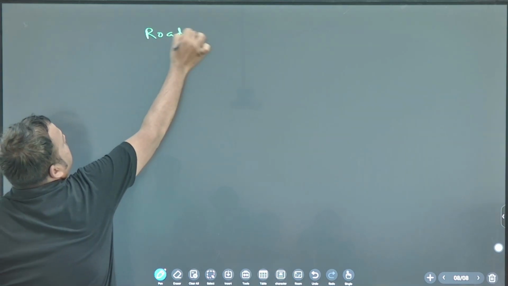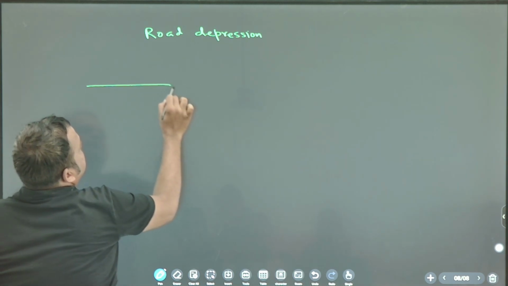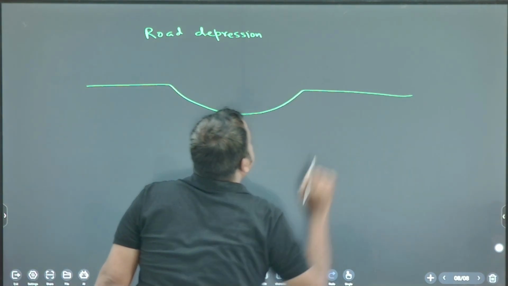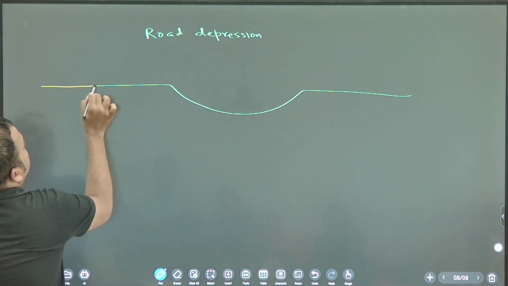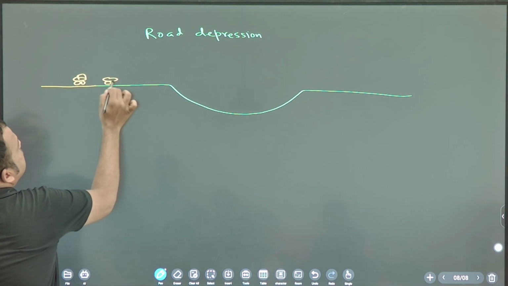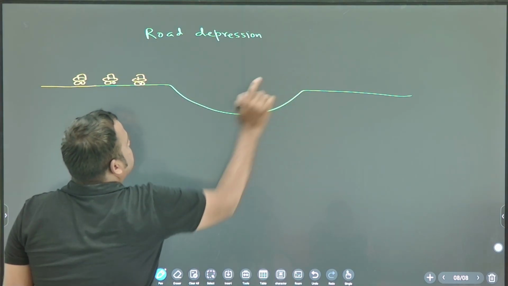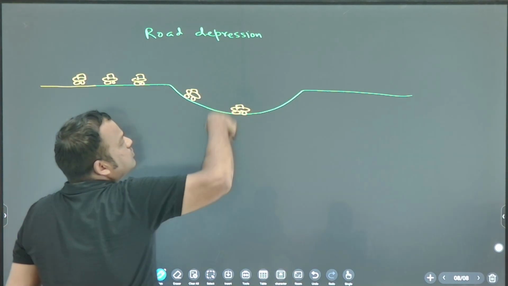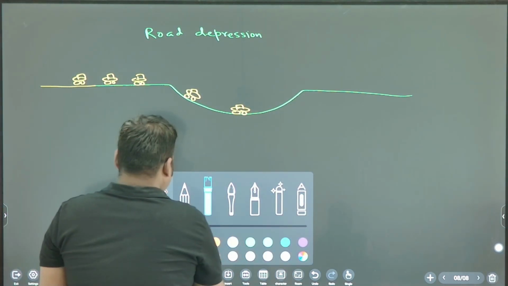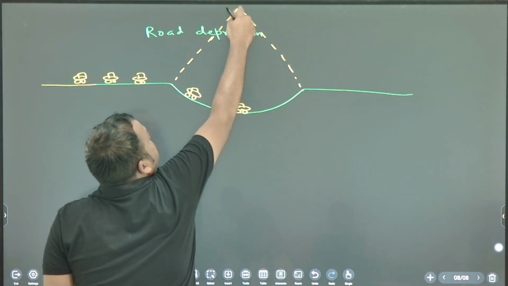Next you write down road depression. Road depression is like this. So now the car is coming along a straight road with constant speed. Now a depression will come. So where is the center, above or below? Above. So the center is above. This is the center.